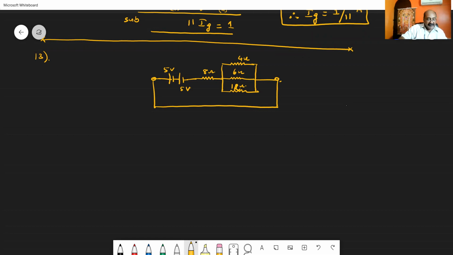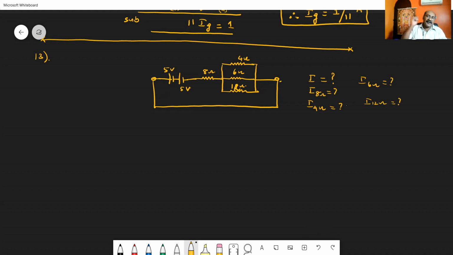What is asked: calculate the current drawn from the cell. So what is the total current drawn from the cell? Then we are asked the current through each resistor. Current through each resistor means current through 8 ohm, then current through 4 ohm, current through 6 ohm, and current through 12 ohm. We have to calculate all of these.